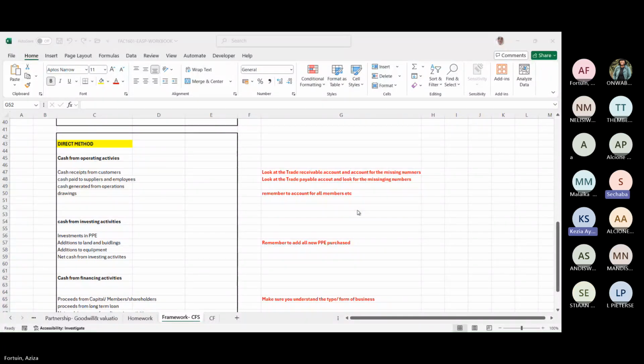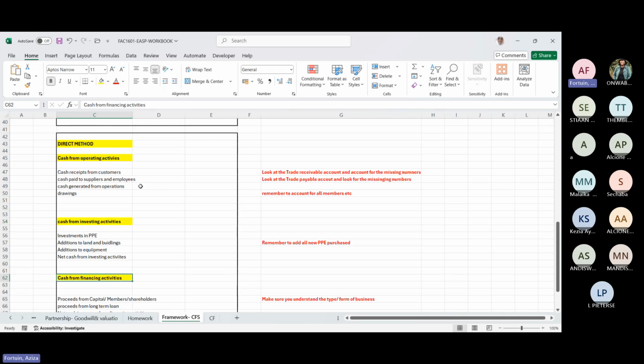Yes. Okay, so let's draw a framework up for your direct method of a cash flow statement. You divide it into these three categories first. Cash from operating activities, and then you decide what affects operating activities, right? Cash from investment activities and cash from financing activities.